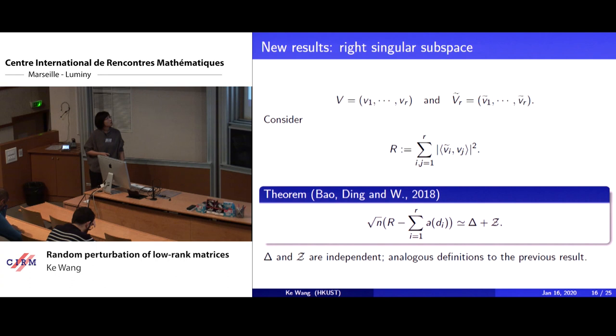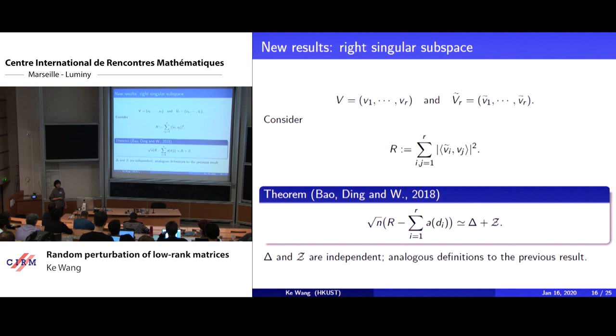And we also did something about the singular subspace statistics. The quantity we consider here measures the separation between the singular subspaces spanned by the top r singular vectors. So we project an orthogonal basis of V̂r onto all the directions of vi, square them and sum them up. And this measures how separate V and V̂r are. We put forward an analogous result for this statistic. So the result is similar.